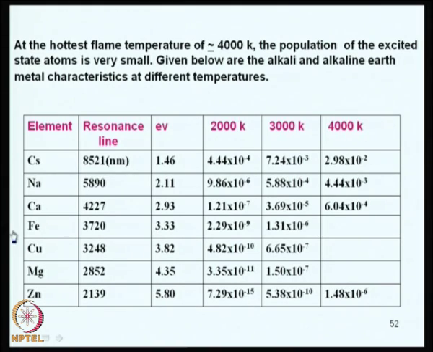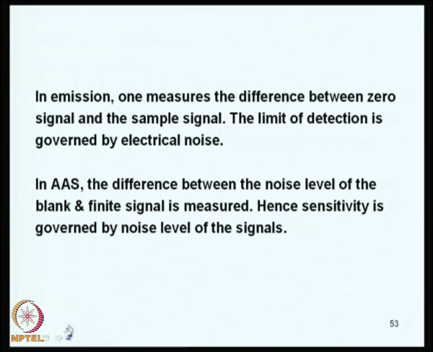So, the sum total of this table, what we can derive is basically the number of calculations which show us that the number of atoms in the excited state, whatever be the element, is quite small. In the ground state, they are always more in number.